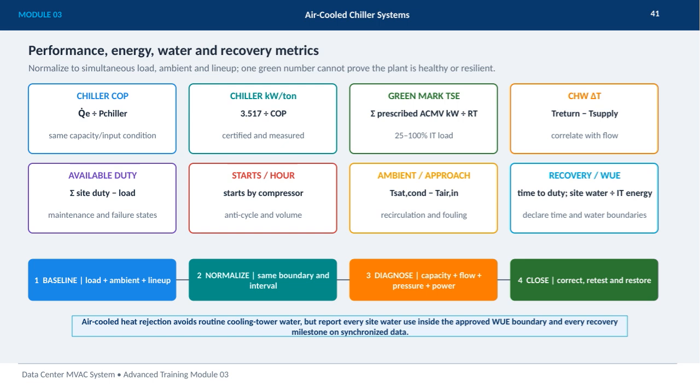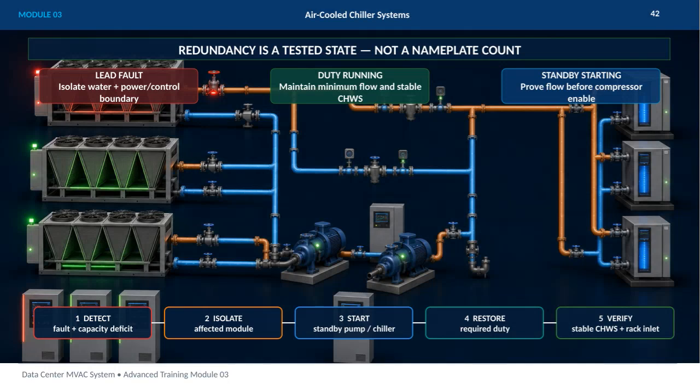One key advantage highlighted here is that air-cooled systems eliminate the need for routine cooling tower water. But every site water use must still be reported within approved water usage effectiveness boundaries, along with recovery milestones backed by synchronized data. This comprehensive approach ensures we maintain reliable, efficient, and sustainable MVAC operation. Here we're focusing on the critical concept that redundancy is a tested state, not just a nameplate count.